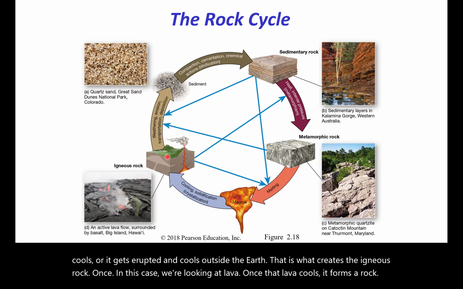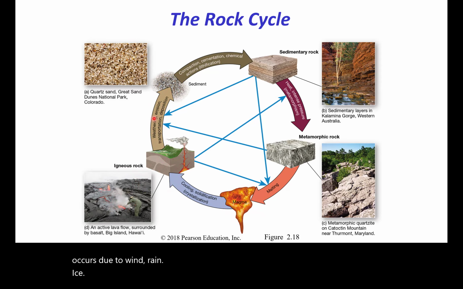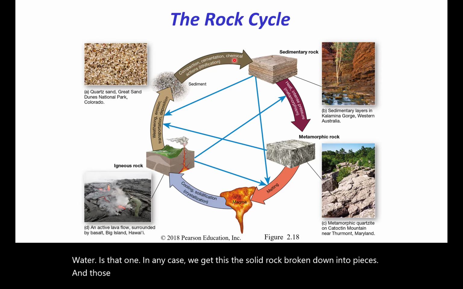That igneous rock could then be exposed to the elements. As I said, weathering occurs due to wind, rain, ice, or water. In any case, we get the solid rock broken down into pieces. And those pieces can be compacted, cemented, and formed into a rock. A rock made up of sediments. We call it a sedimentary rock.